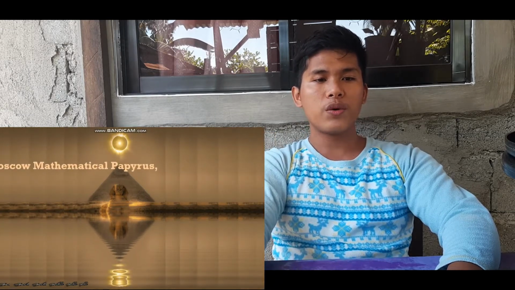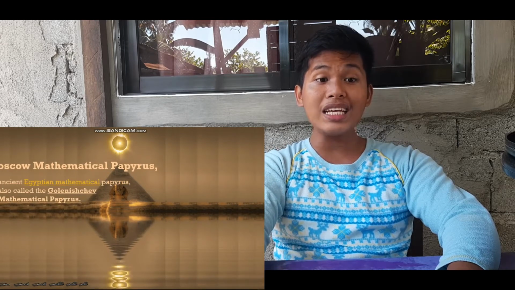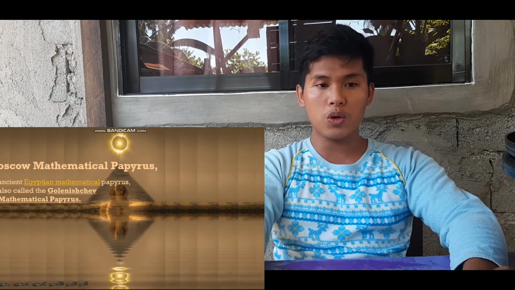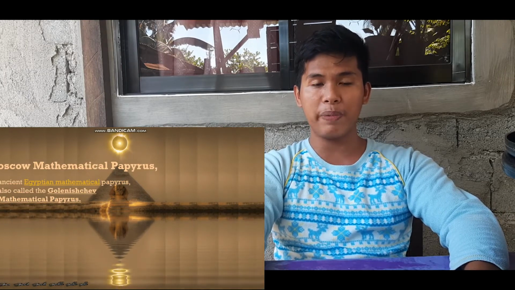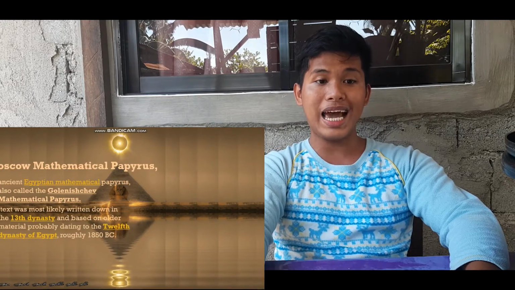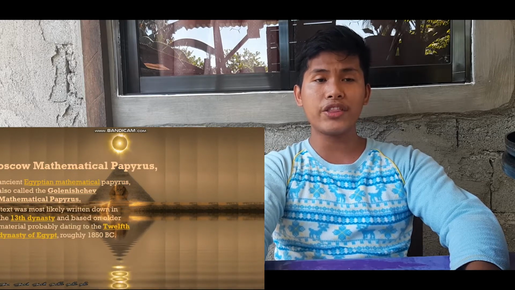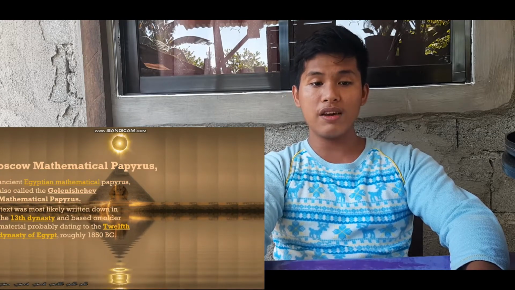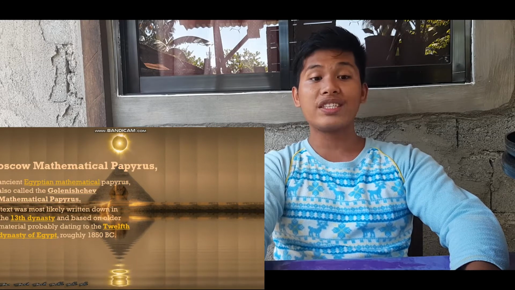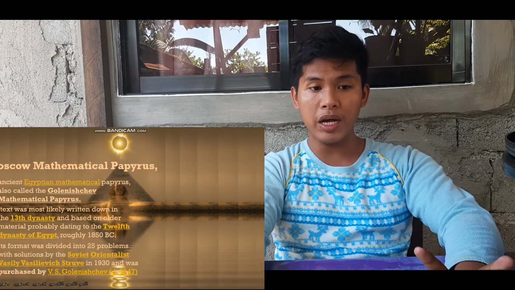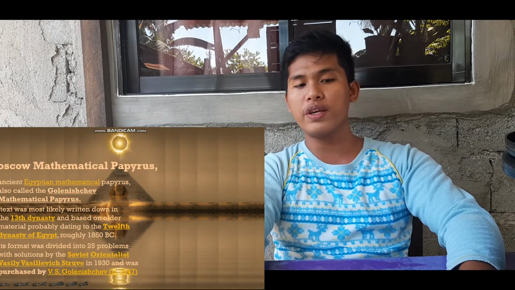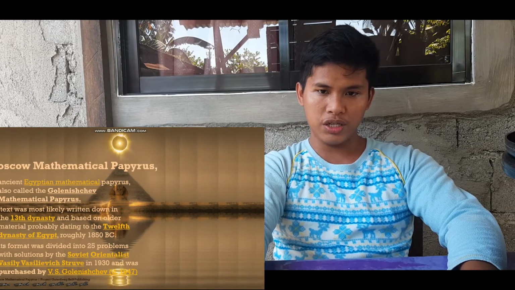The second one is the Moscow Mathematical Papyrus. This is an ancient Egyptian mathematical papyrus, just like the Rhind Mathematical Papyrus, but it is also called the Golenischev Mathematical Papyrus. This papyrus was most likely written down in the 13th dynasty and based on older materials, probably dating to the 12th dynasty of Egypt, roughly 1850 BC. Its format was divided into 25 problems, with solutions by the Soviet Orientalist Vasily Vasilievich Struve in 1930. As you can see in the picture, it's blurry as well.